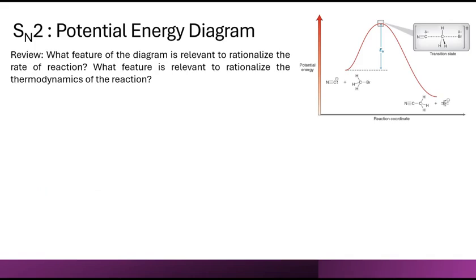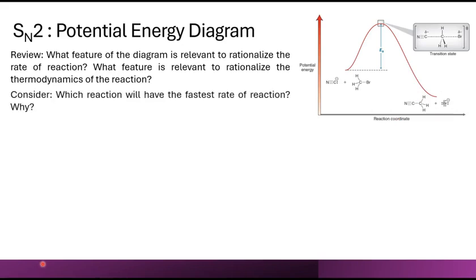SN2, potential energy diagram. Review. What feature of the diagram is relevant to rationalize the rate of reaction? What feature is relevant to rationalize the thermodynamics of the reaction? For rates, we care about the energy of activation. Whichever step has the greatest energy of activation to get through that transition state means it's going to be our rate limiting step. For thermodynamics, we care about stabilities. Note that the products are lower in energy than the reactants, therefore this is thermodynamically favorable.